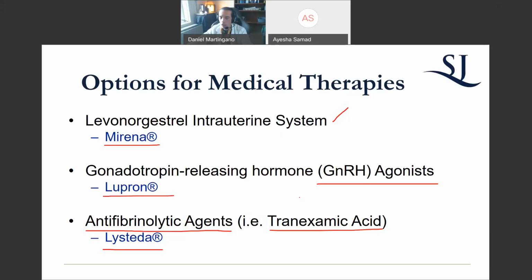Tranexamic acid is usually used as a 5-day course during the actual flow of the menstrual cycle to lower bleeding. This doesn't eliminate your cause, but it can help buy you some time. It's not a long-term solution.